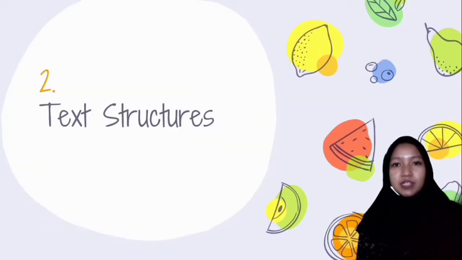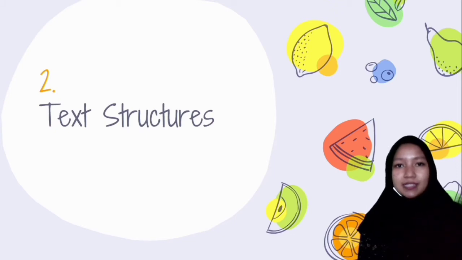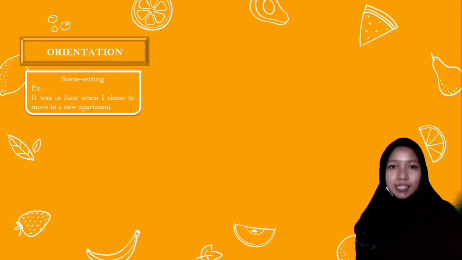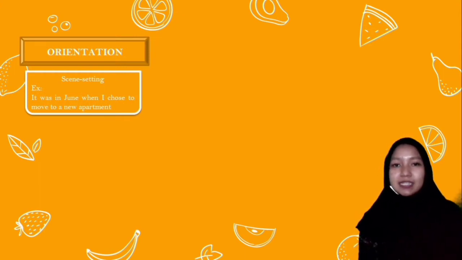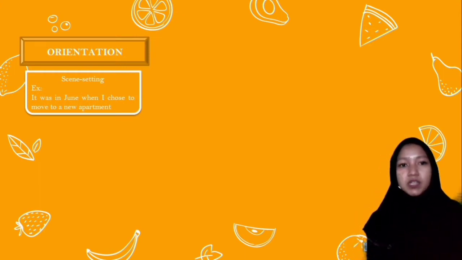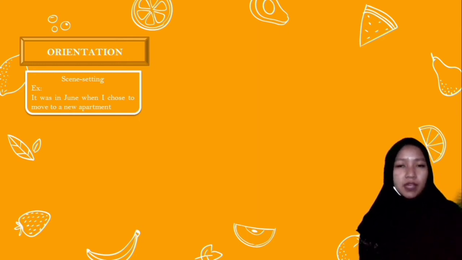Next, we move on to the text structure of a recount text. There are 3 structures of recount text. The first one is orientation. It tells us about the scene setting of the story. For example, it was in June when I chose to move to a new apartment. So it provides us the time setting of the story, which is in June.